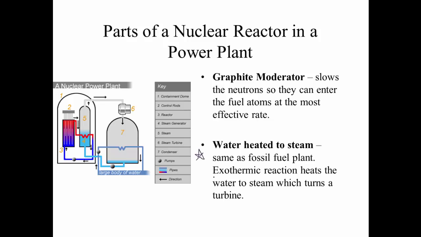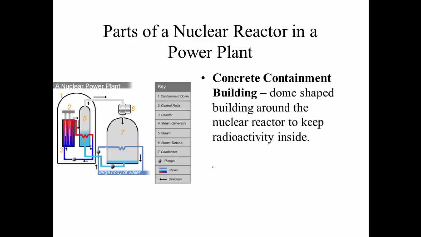It's just a different source of heat to heat the steam, and that steam turns a turbine. Now, one key difference in a nuclear power plant versus a fossil fuel plant is the concrete containment dome. If you've ever seen a picture of a nuclear power plant, there's a big, huge concrete building around the reactor, and basically it just keeps that radiation inside.